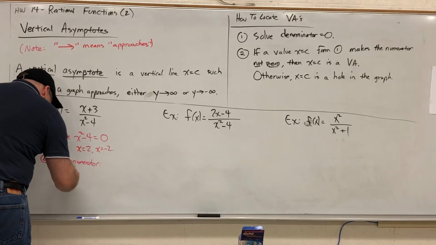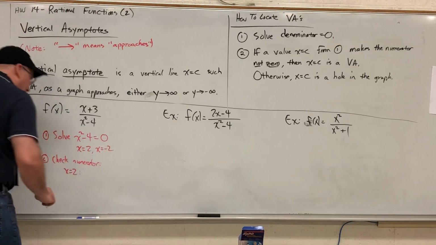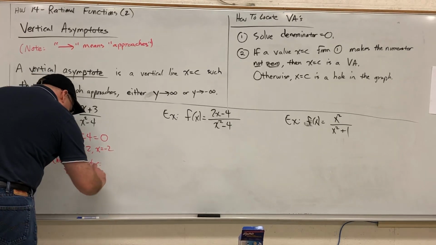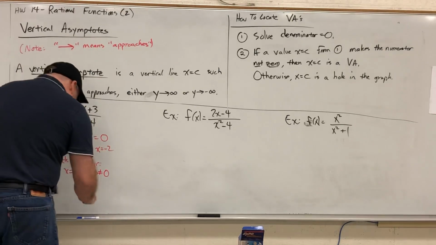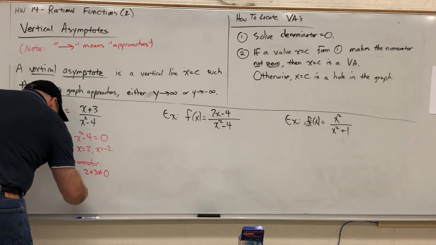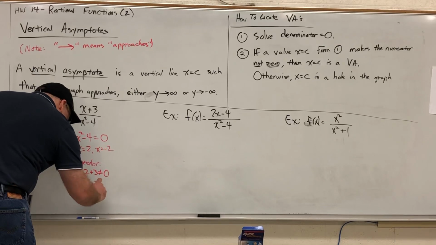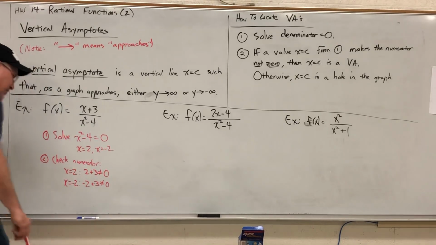So let's start by checking x equals 2 in the numerator. If we put 2 in the numerator, we get 2 plus 3, which is not equal to 0. It's equal to 5. And if we put in negative 2, we get negative 2 plus 3, which is also not 0. I don't care what it equals.